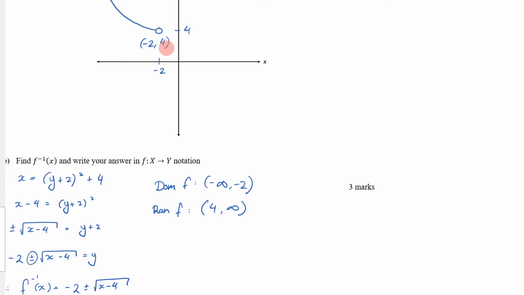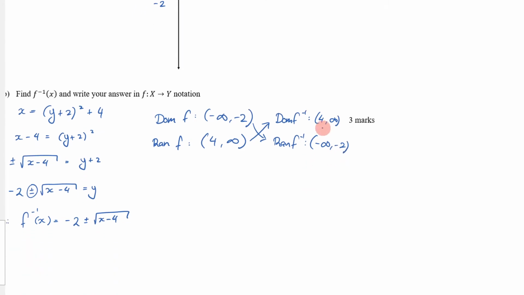Then what we can do is figure out what the domain of the inverse is and what the range of the inverse is. And the way that we can do this is simply by swapping that around. This goes there and that goes there. So this is going to be 4 to infinity. And this one here will be negative infinity to negative 2. So that means my domain is 4 to infinity, and my range of the inverse is negative infinity to negative 2.